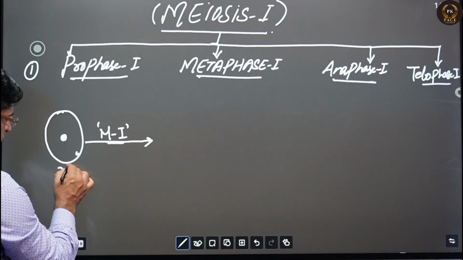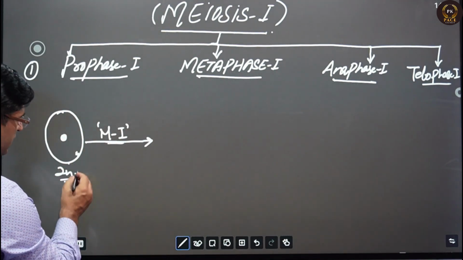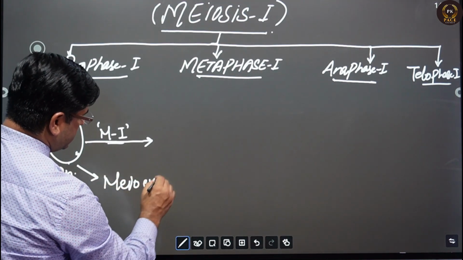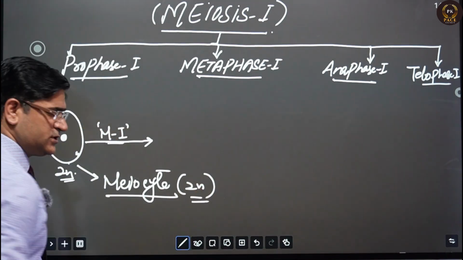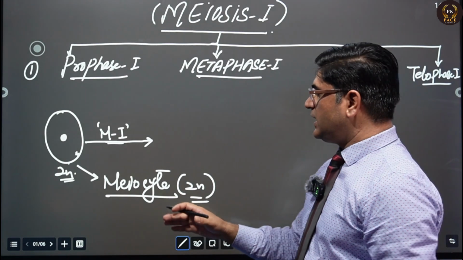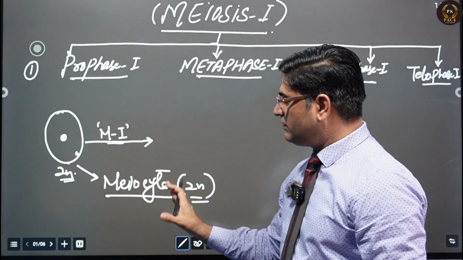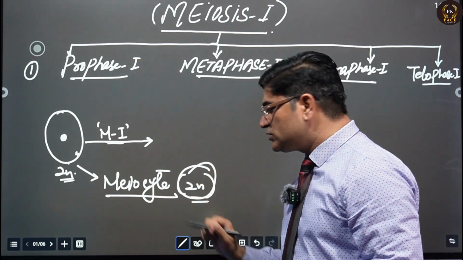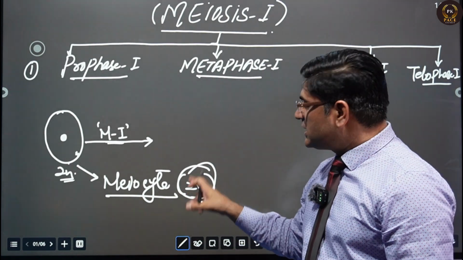This cell which has to enter into the meiosis stage is known as a meiocyte, and this cell is a diploid cell. Suppose this is a germinal cell, and it has to enter into the meiotic phase. That cell will be called a meiocyte. Inside that cell, there are two sets of chromosomes, one paternal, one maternal. So it's a diploid cell.